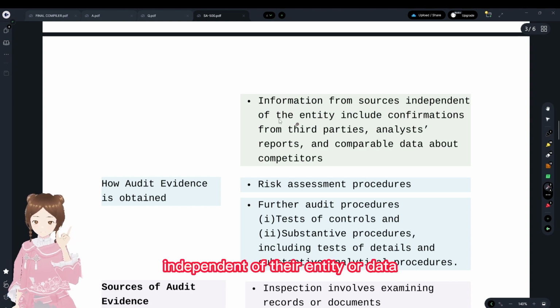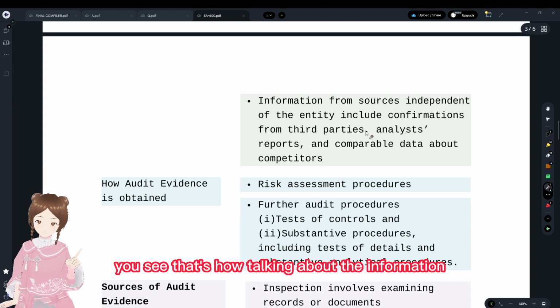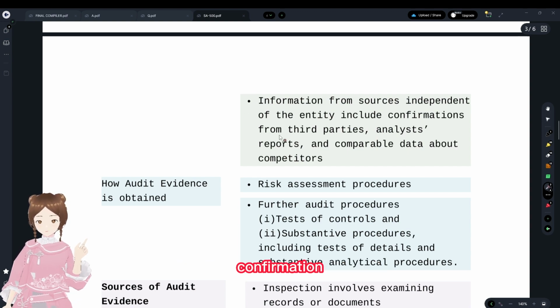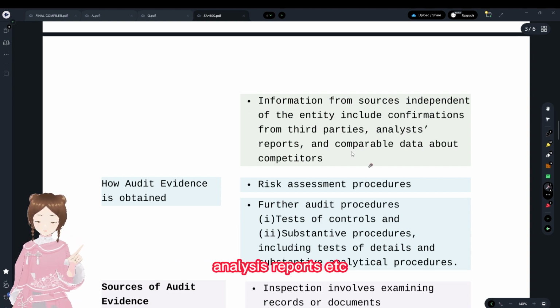Information from sources independent of the entity has more reliability with regards to independence from the entity, such as confirmation from third parties, analyst reports, etc.